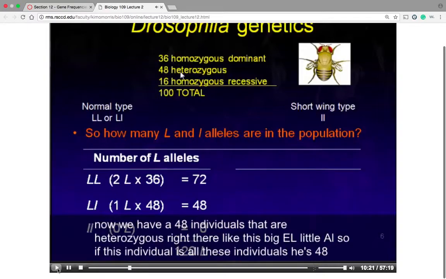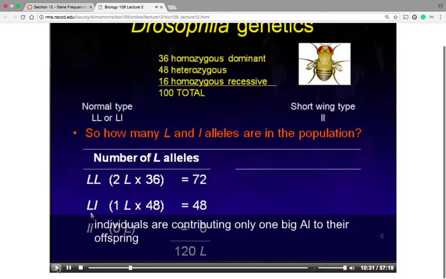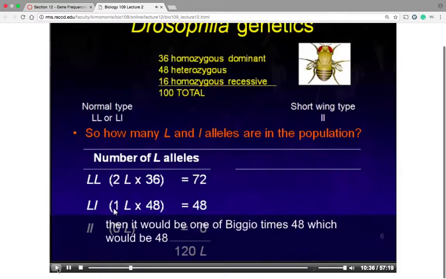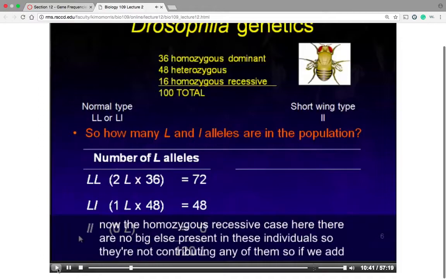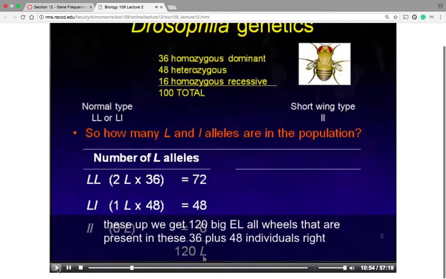Now we have 48 individuals that are heterozygous, right? They are like this, big L, little l. If these 48 individuals are contributing only one big L to their offspring, then it would be 1 big L times 48, which would be 48. Now, the homozygous recessive case here, there are no big L's present in these individuals, so they're not contributing any. So if we add these up, we get 120 big L alleles that are present in these 36 plus 48 individuals, right?